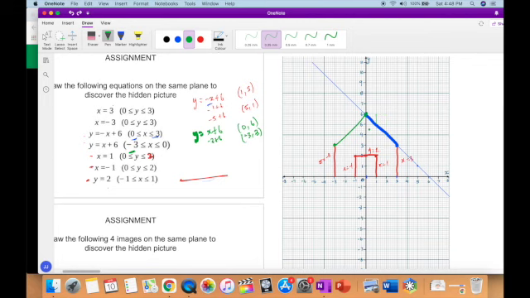Scotia, you got anything looking like that? Yes, sir. Right, and Shazay, you got this too, right? Yes, sir. Beautiful. All right, good.